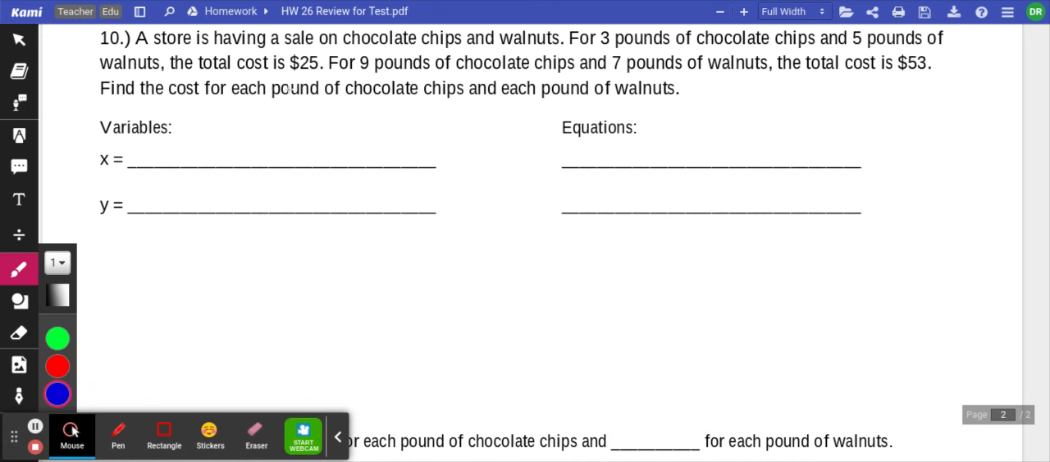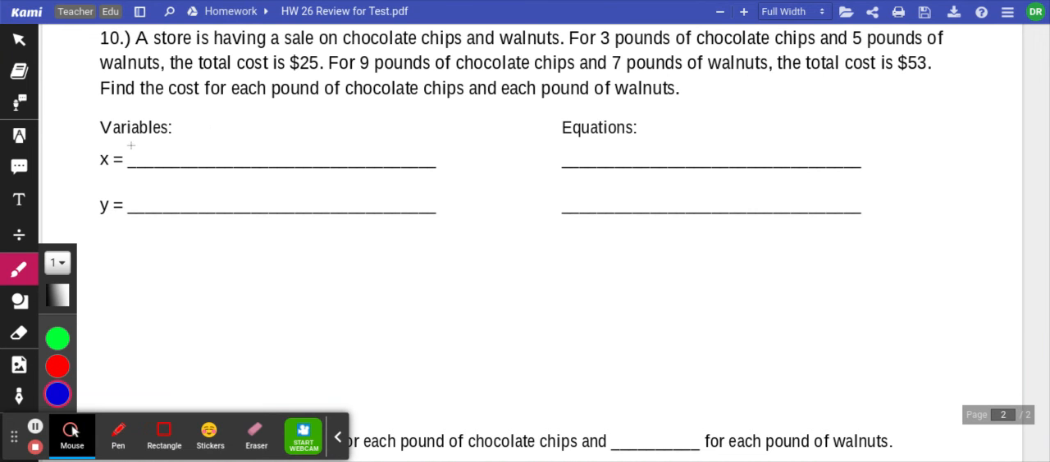So that would be our variable. It's the unknown value that we are trying to find. So when we talk about x and y, we can talk about chocolate chips and walnuts, but we need to reference what it is we're finding about them. And in this case, we're finding the cost per pound.